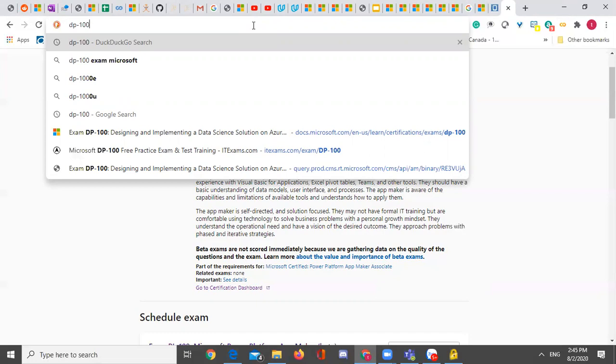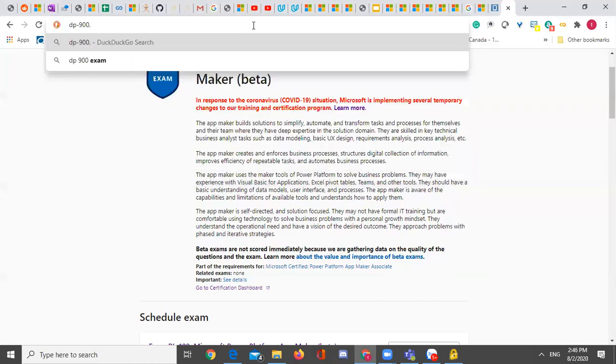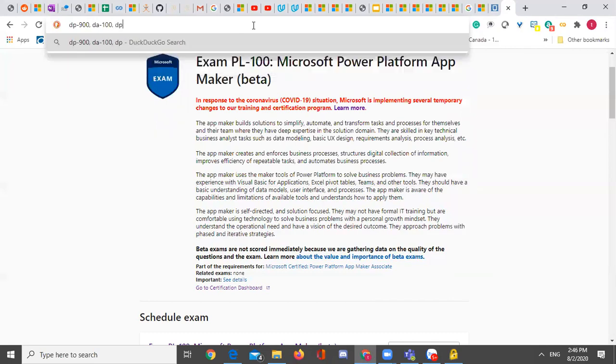Because in September, Microsoft is giving out a discount for these related data certificates: DP 300, DA 100, DP 900. Let me see. Yeah, basically they're giving out DP 900 and DA 100 in the upcoming September. Do you want to take DP 900 first and then DP 100? I haven't checked what they are about, but I can Google them.